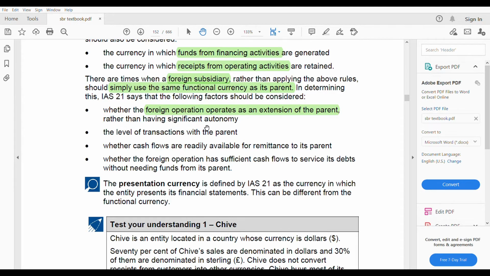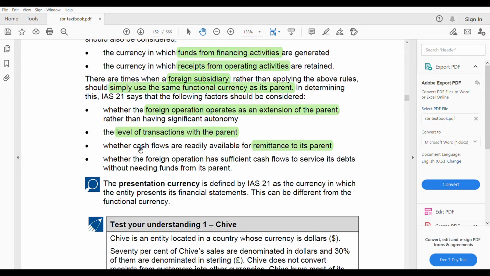Second, the level of transactions with the parent. The volume. Definitely in the exam, if they give you something on volume, you can write those points. Level of transactions with the parent. Is it too much? Is it very frequent? If it's very frequent, then the parent's functional currency only they have to adopt. Third, whether cash flows are readily available for remittance to the parent. Are they remitting it to the parent? If so, then it is the parent's functional currency.